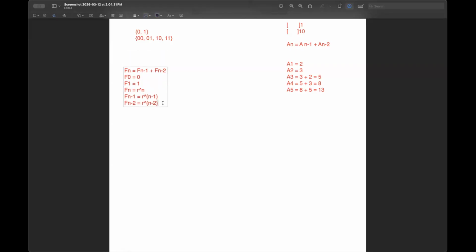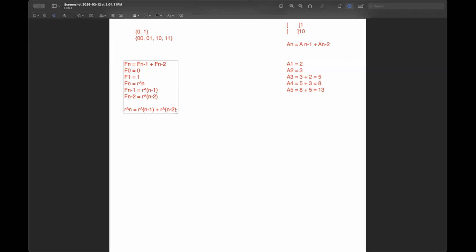So now if we're going to use that in the equation and sub everything in, we're going to end up with f sub n, or actually r to the n. We're subbing everything now, so this f sub n equals r to the n is going here, right? And then we're saying that is equal to, I can just copy this over, r to the n minus 1 plus, I'm going to copy this one over as well, r to the n minus 2.